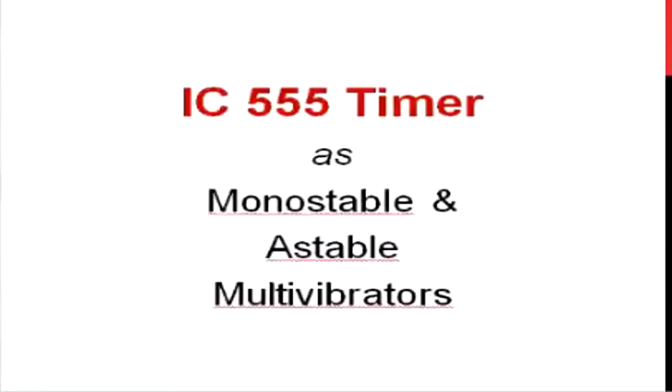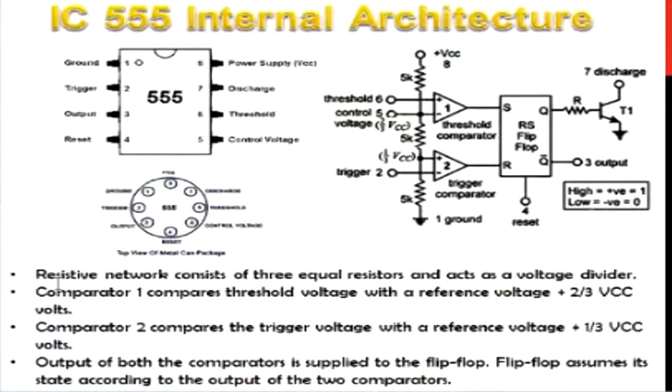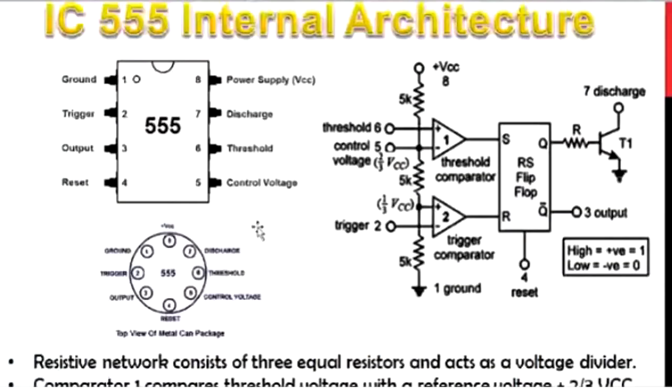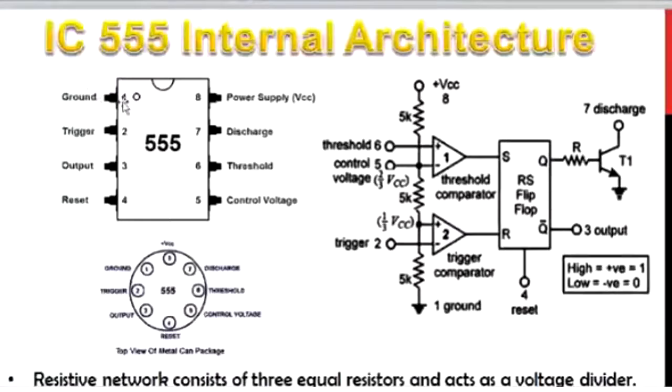So this is the IC555, the pin diagram as well as the internal architecture. Pin number 1 is ground, 2 is the trigger pulse. In the case of the monostable state, we have to give a trigger pulse. And 3 is the output. 4 is the reset. During the operation, at any time, we can reset the system by giving a pulse to this reset pin.